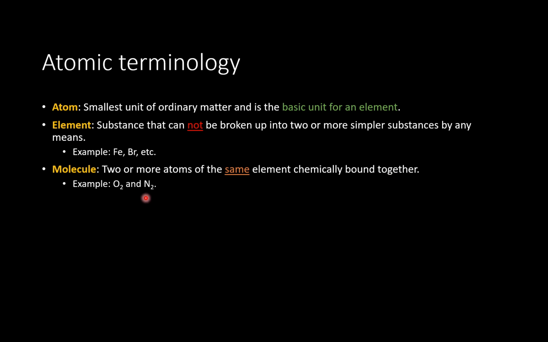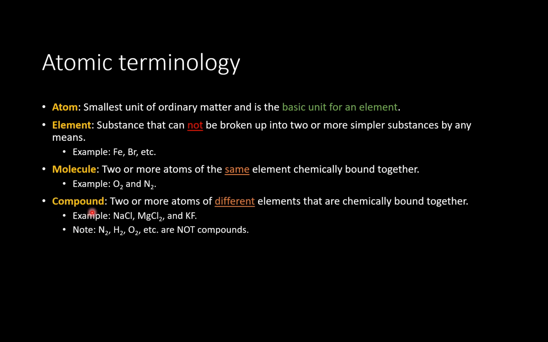The last term we'll talk about is a compound. A compound is defined as two or more atoms of different elements that are chemically bound together. For example, table salt, also known as sodium chloride, magnesium chloride, and potassium fluoride are all considered compounds. Note, nitrogen gas, hydrogen gas, and oxygen gas are not compounds. Instead, they fall under the definition of a molecule.